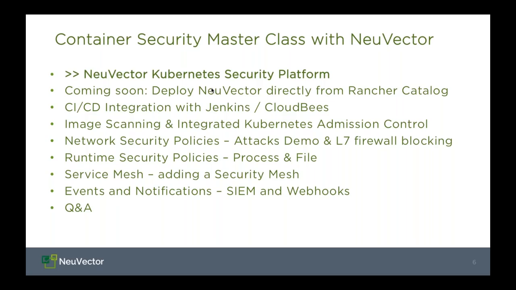Chip will be showing CI/CD integration with Jenkins and CloudBees. We're going to show image scanning and integrated Kubernetes admission control. Network security, and Chip is going to run through our real-life attack demo and show how a layer 7 firewall can help block that. I'm going to show process and file violations, and then adding the security mesh to the service mesh on top of that. So with that, Chip, I'm going to ask Matt to hand over the screen controls to you.